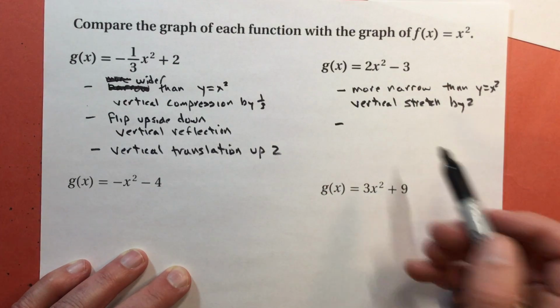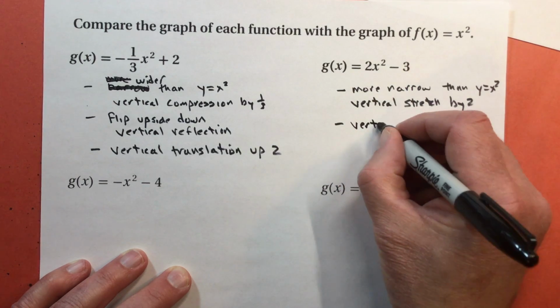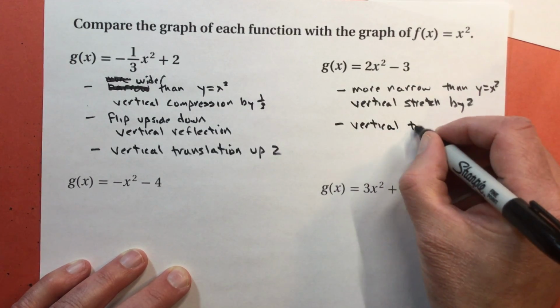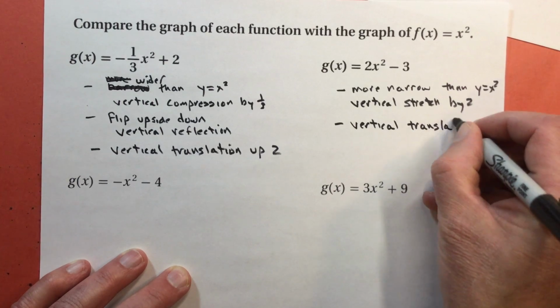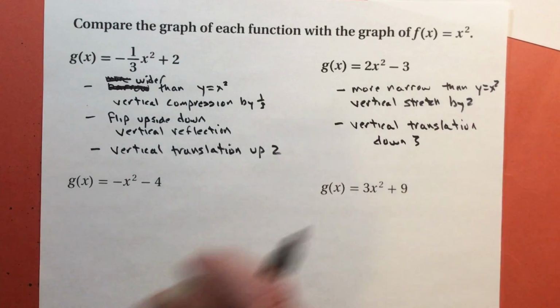There's no negatives, so I only got two things. The next thing is the subtract 3. That is a vertical translation down 3.